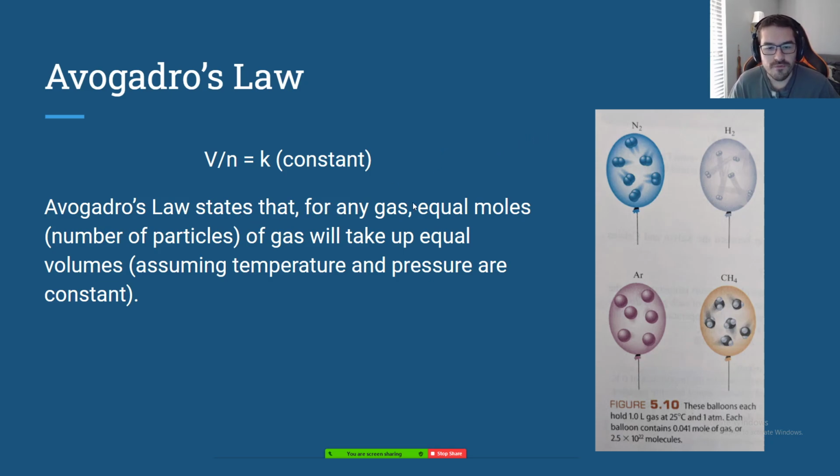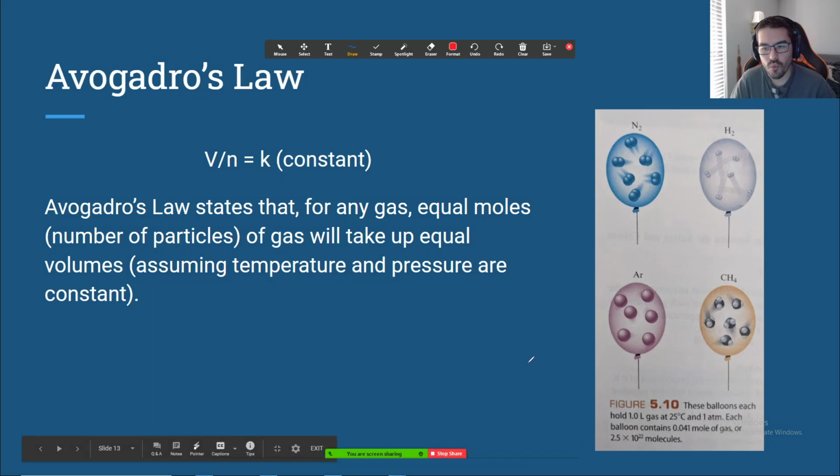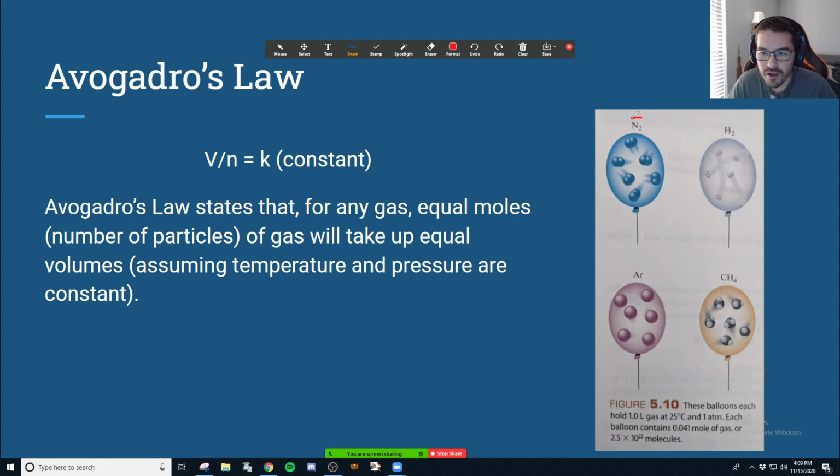Avogadro's law states that for any gas, equal moles or equal number of particles of a gas will take up equal volumes. What this means is that it doesn't matter what the gas is. You could be talking about nitrogen, hydrogen, argon, methane. It doesn't matter. If you have the same number of particles or the same amount of moles, because the number of particles and moles are fundamentally the same type of thing, those gases are going to have equal volumes. They're going to take up the same amount of space.